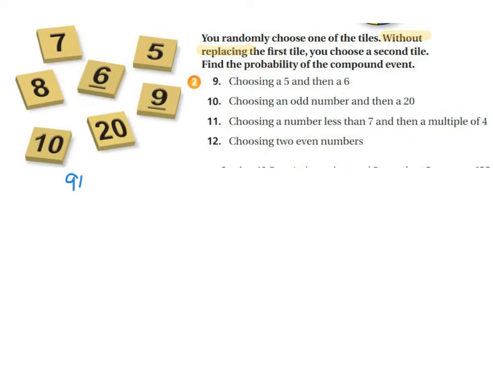So let's look at number 9. You want to know the probability of first choosing a 5 and then choosing a 6. So we start with the simple probability of choosing a 5. The probability of choosing a 5 out of 7 tiles is just this one out of 7 tiles. So the probability of choosing the 5 is 1 out of 7.